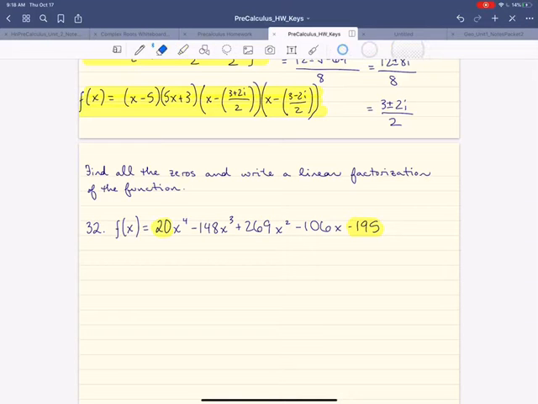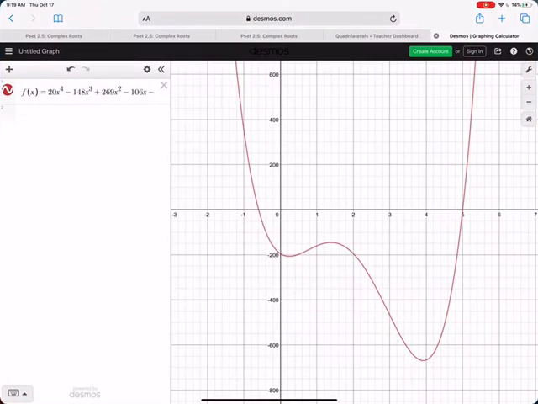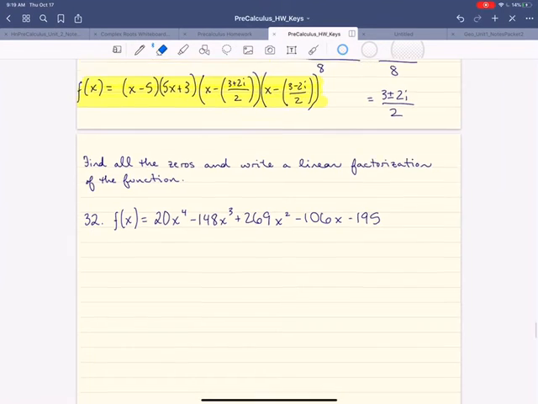So what we're going to do is graph this function. If I look at its graph, I see that I have zeros at negative 3/5, negative 0.6, and at 5. So I'm going to write that down.